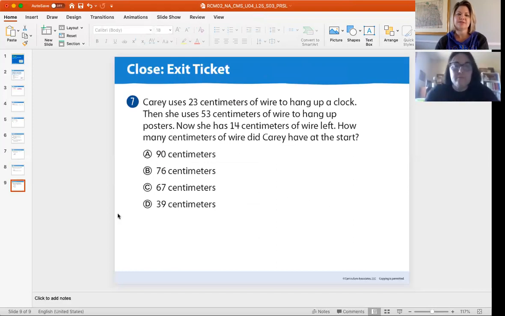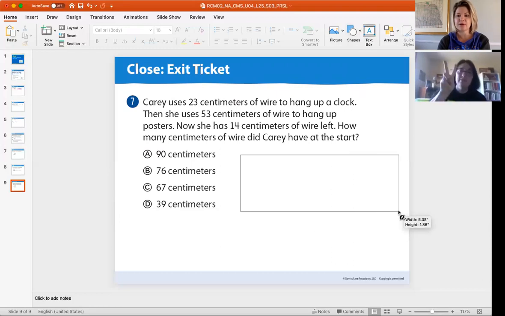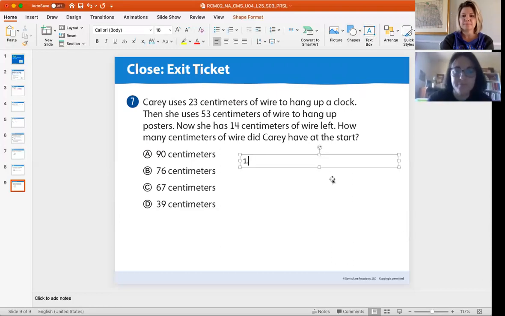All right, Carrie uses 23 centimeters of wire to hang up a clock. Then she uses 53 centimeters of wire to hang up posters. Now she has 14 centimeters of wire left. How many centimeters of wire did Carrie have at the start? Ooh. Okay, so we know we're doing a what kind of problem? A two-step problem. Okay, step 1.